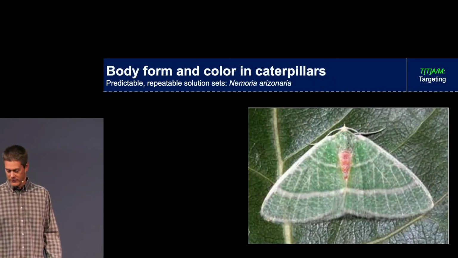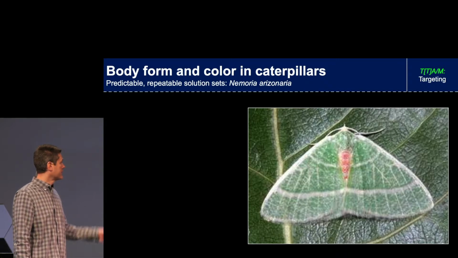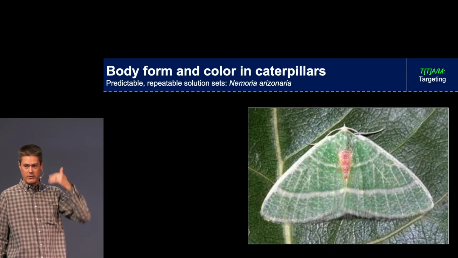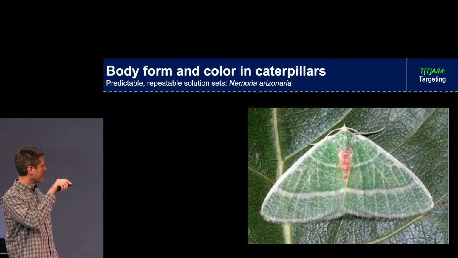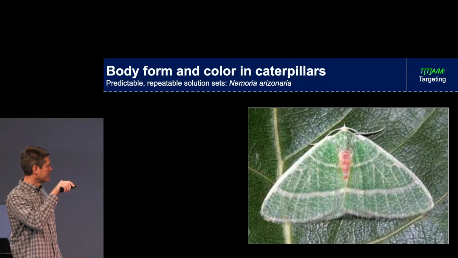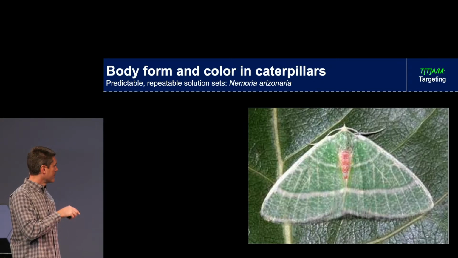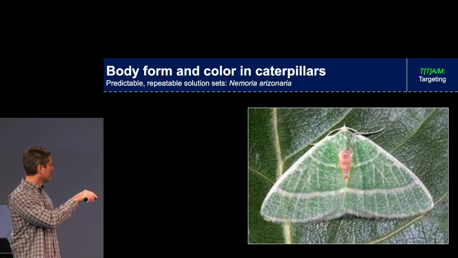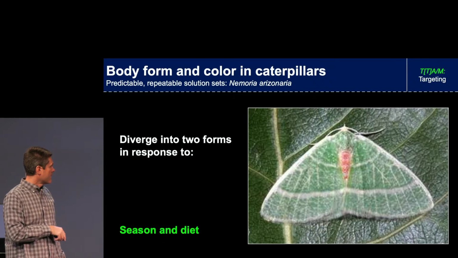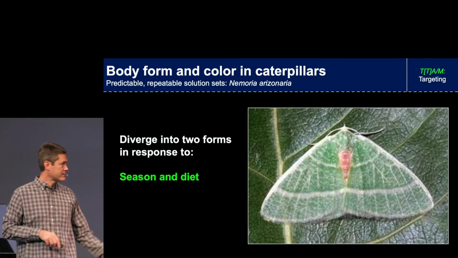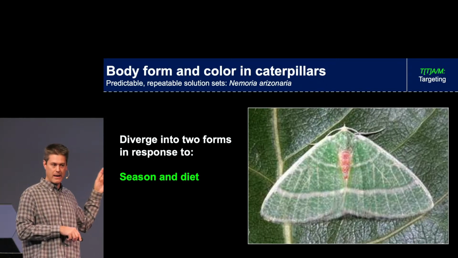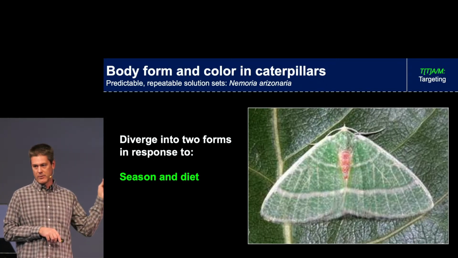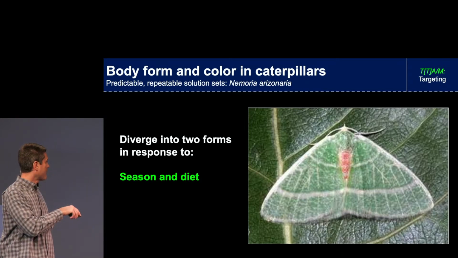And here's one of my favorite ones. This is the Nemoria arizonaria moth, so obviously it lives in Arizona. And you can see that it's pretty well camouflaged in the leaf it's on, right? That's the moth. The interesting thing isn't the moth, though. The interesting thing is the caterpillars that diverge into 2 separate forms based on season and diet. So these moths lay eggs in oak trees, and they either lay them in the fall or the spring. And here's what happens.